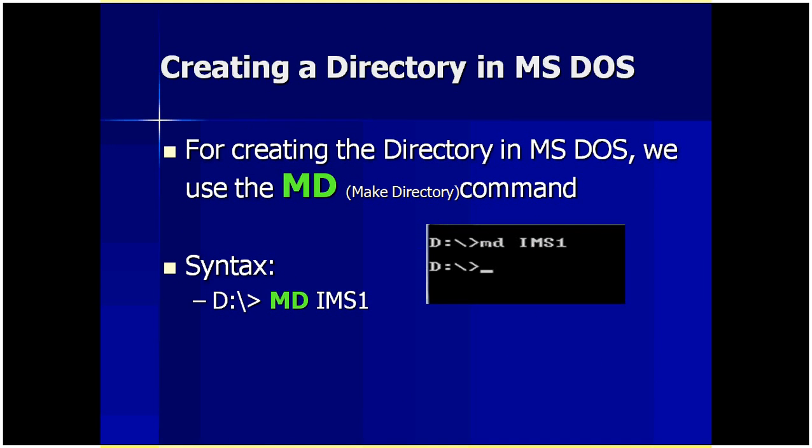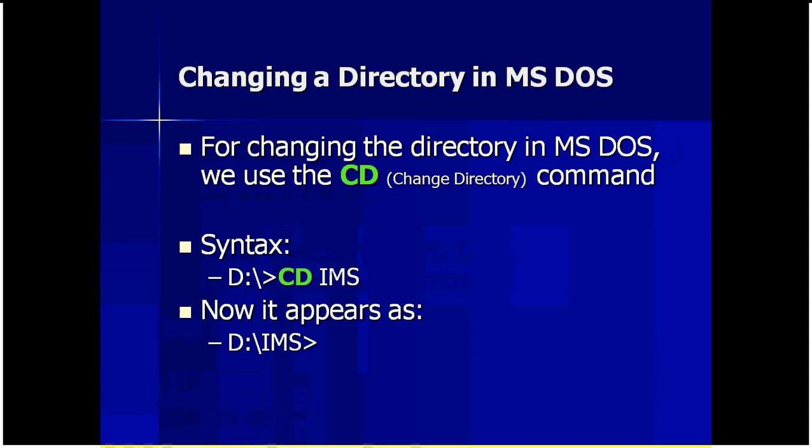Now if we want to make a directory, the command is md, make directory, followed by the directory name. The directory name is ims1. Check this: make directory, the command is md, and the directory name is ims1. Now go to the next.